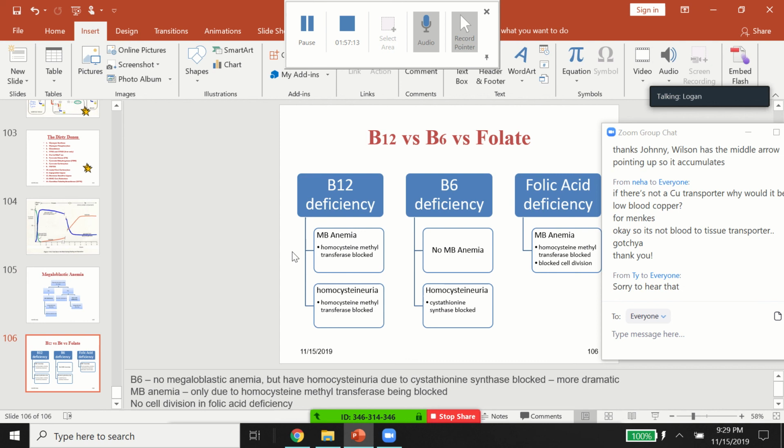Vitamin B12 versus B6 versus folate. Okay, and this is, once again, something to keep you straight, keep you grounded. So I decided to include it. But we already talked about it, so I don't want to go too much into detail about that.